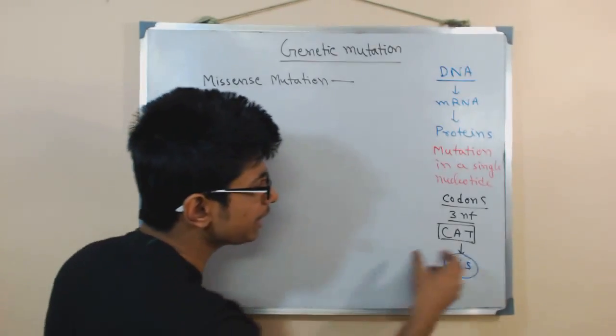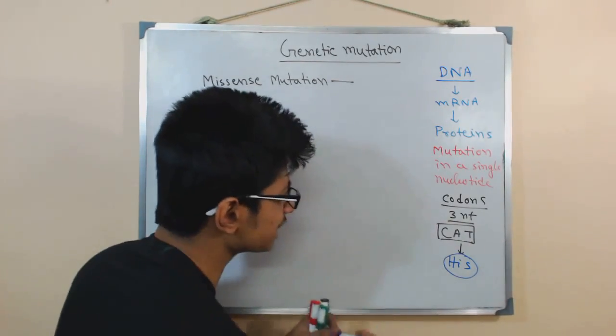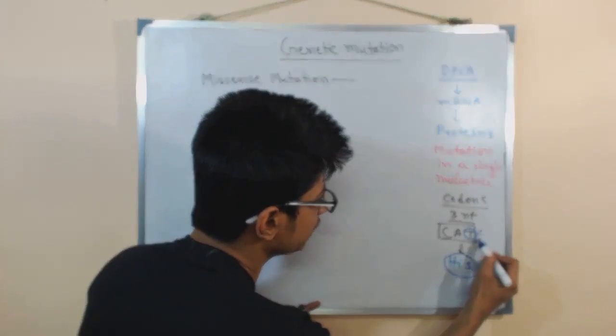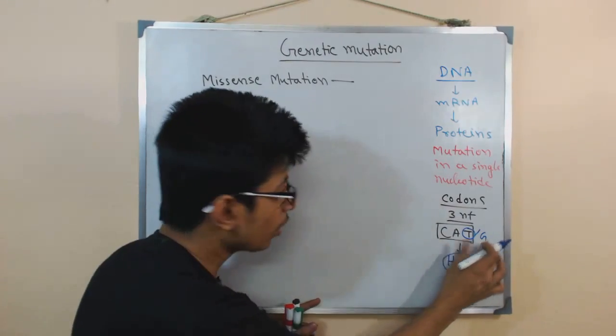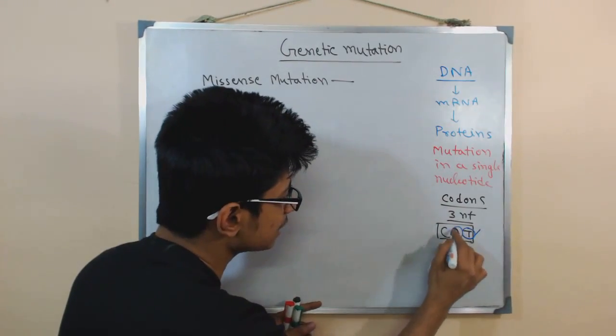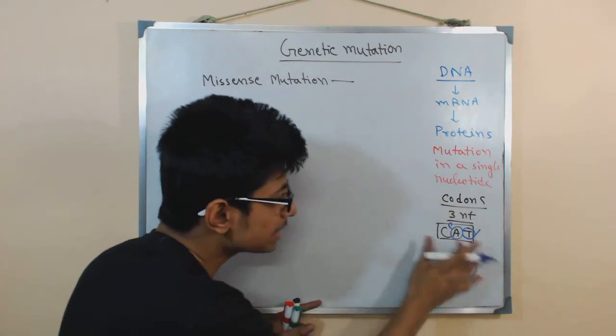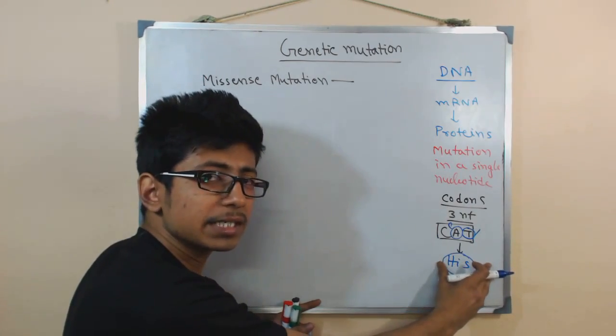Now what happens here, during any kind of nucleotide change? For example, instead of T there is a G placed, that will change this codon, or for example, instead of this A there is a C placed, that will completely change the amino acid which will be entered.